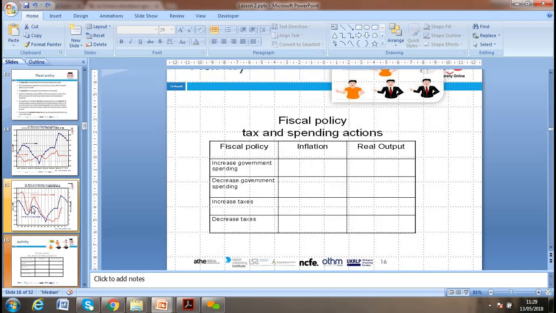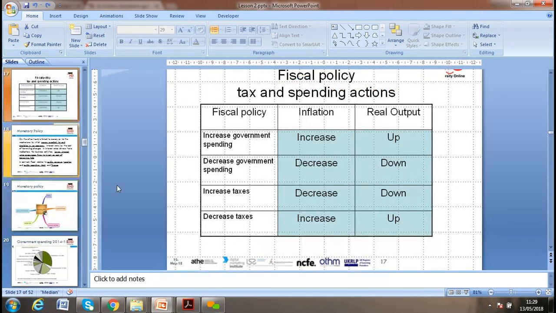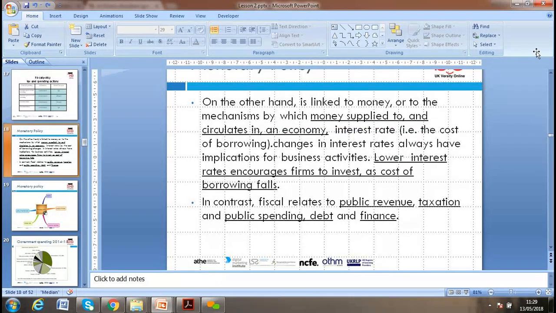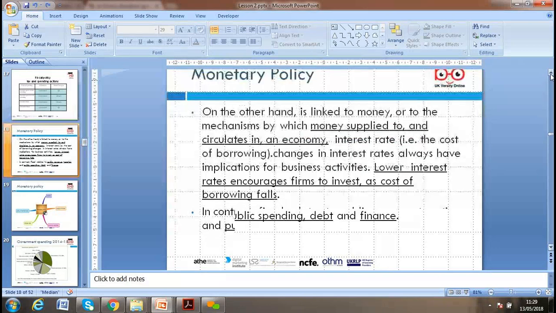Anybody, any question? So fiscal policy is taxes and spending. What impact will an increase in government spending, a decrease in government spending, or an increase in taxes have on inflation and real output? An increase in government spending increases inflation, and real output can go up. A decrease in government spending decreases inflation, and real output goes down. Increasing taxes decreases inflation and real output goes down. Decreasing taxes increases inflation, and real output can increase. So these are the measures the government can take. It is a clear indicator that inflation and real output, real productivity, can go up and down just by cutting and increasing government spending.